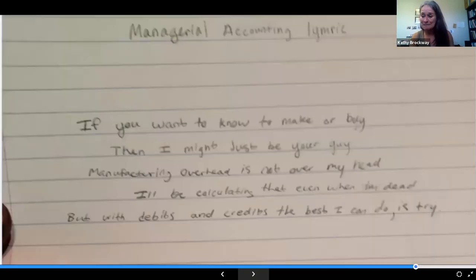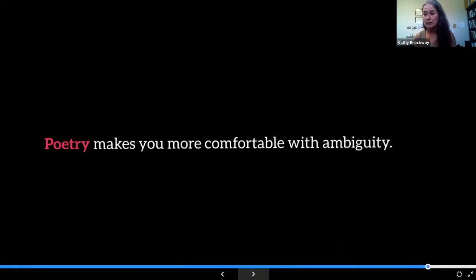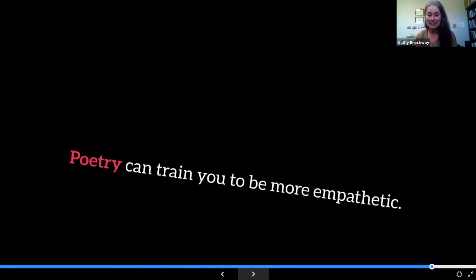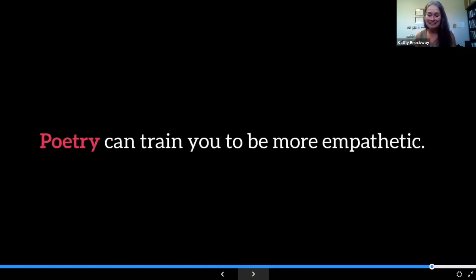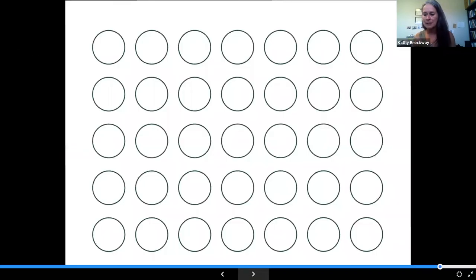They nailed it. Now, again, people might say, poetry, accounting, come on, you're wasting time. I disagree. I did research, and reading and writing poetry, they are finding helps you get comfortable with ambiguity, helps you become more empathetic, helps with your problem solving abilities, all things I want my K-State graduates to have. And so I plan to double down on this assignment in somehow, some way. I'm gonna make it bigger.